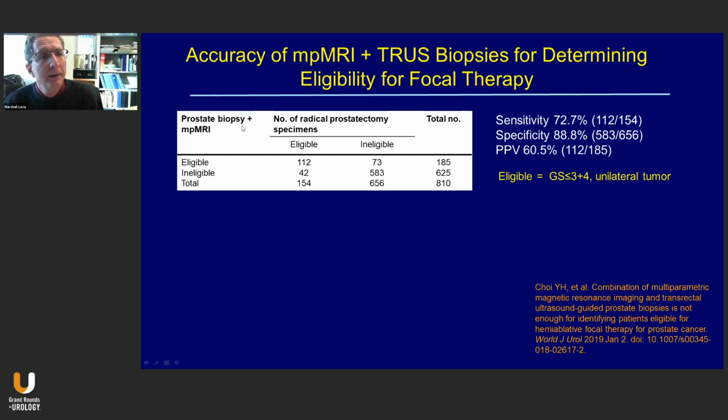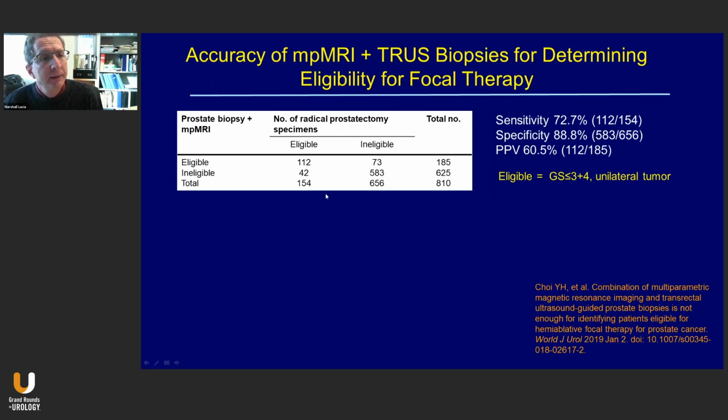And then they went back and looked at their prostate biopsy plus MRI results to decide if those results would have suggested those patients would have been eligible. And you can see here that of 154 patients that they thought were eligible based on the prostatectomy for targeted focal therapy, 112 of them were identified as such on MRI and systematic biopsy combined, for a sensitivity of almost 73%.